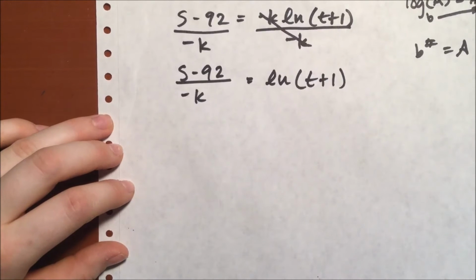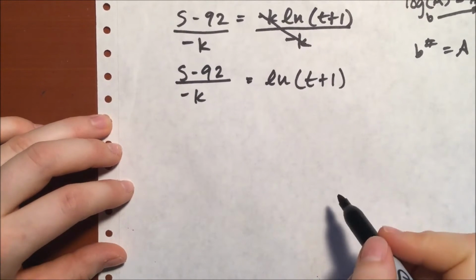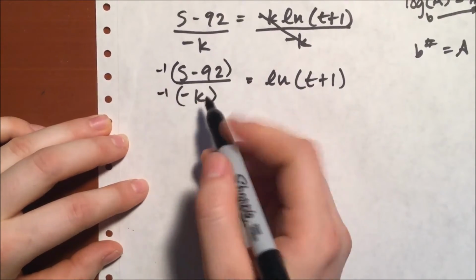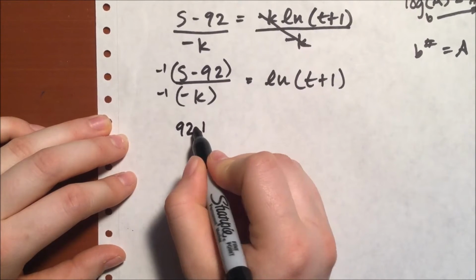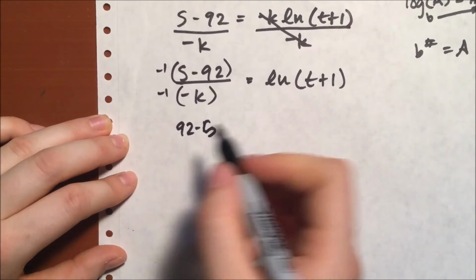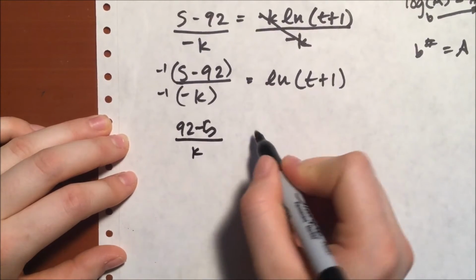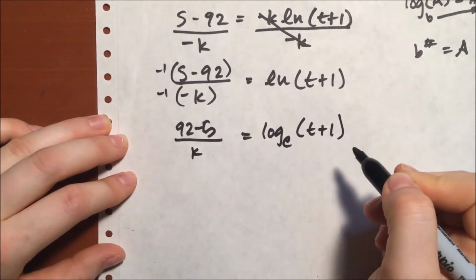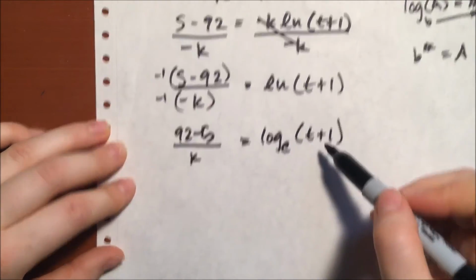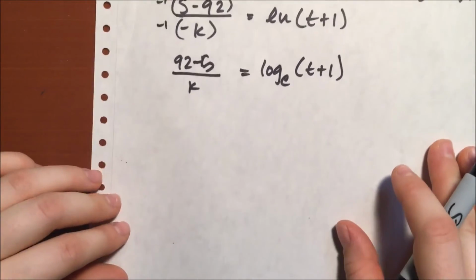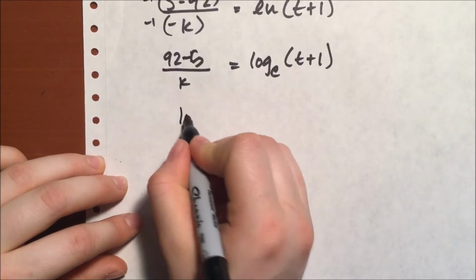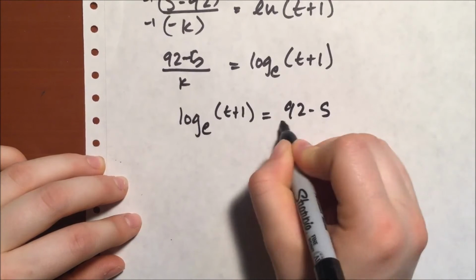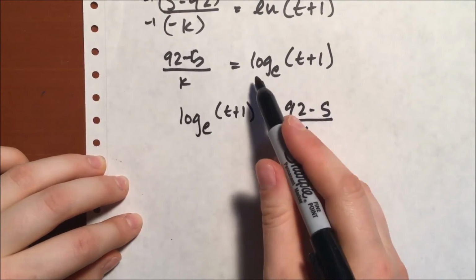Okay, so I'm going to change this to make it look a little bit better. I'm going to first use the building up technique just to get that negative out of my denominator. So it's a 92 minus my positive minus my s all over k equals, and I'm just going to change that into the log form. So it's log base e t plus 1. And just to make this look like my picture up there, I'll just switch them on the equation side. Okay, this is perfectly equal to that.